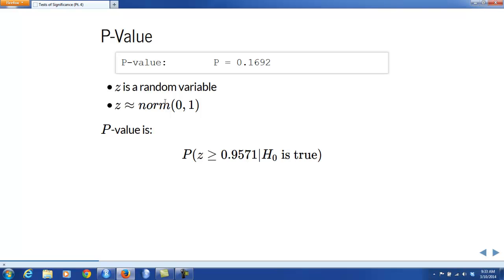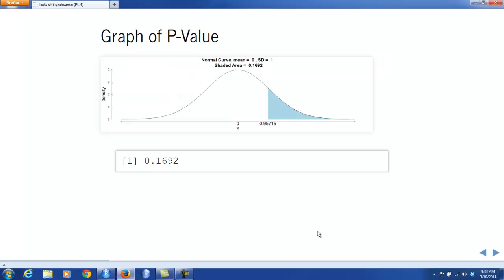Now the p-value is the probability that z is at least as big as the value that we actually got in the study, given that the null hypothesis is true. That's given symbolically down here. Because z has approximately a standard normal distribution, mean 0 and standard deviation 1, we can find that p-value approximately by looking under the density curve for a standard normal past the test statistic that is given. This shaded area approximates the p-value, and that shaded area comes out to 0.1692.